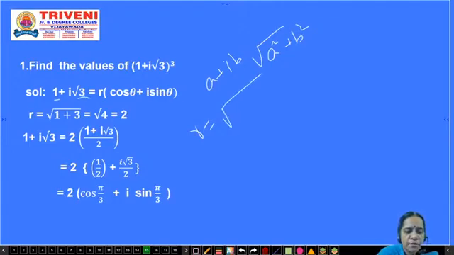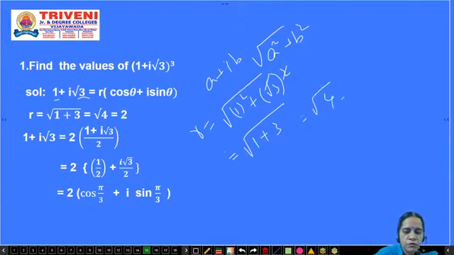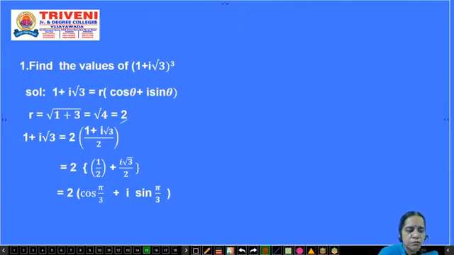Square root of 1 whole square plus root 3 whole square. The square root and square get cancelled. Square root of 1 plus 3, that is equal to root 4. Root 4 is equal to 2. Therefore the value of r is 2. Okay, and then 1 plus i root 3 is equal to 2 into, we find the value of cos theta here.